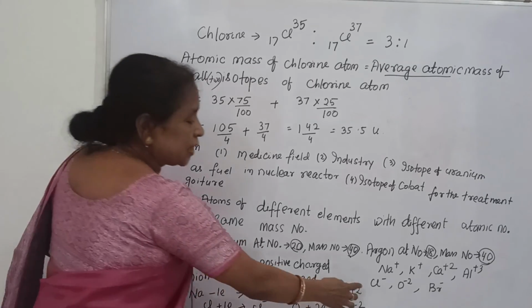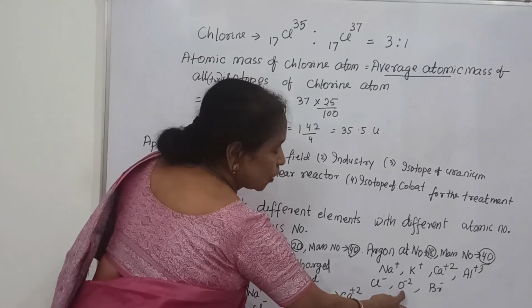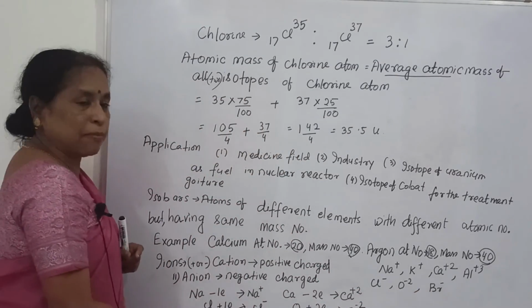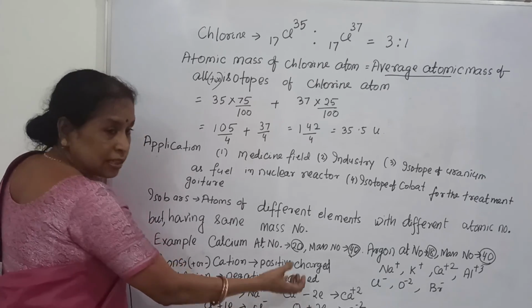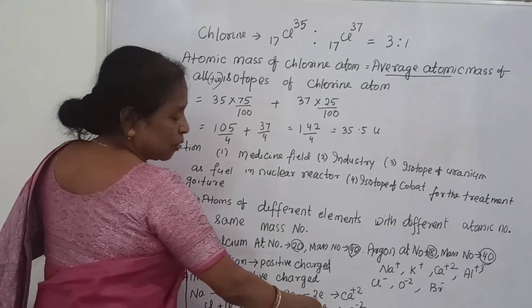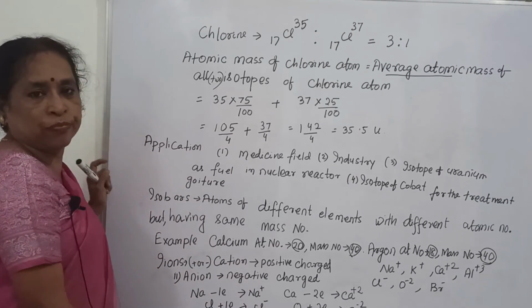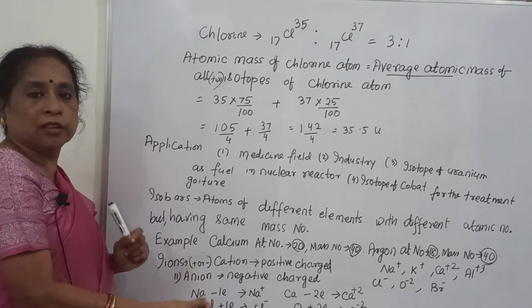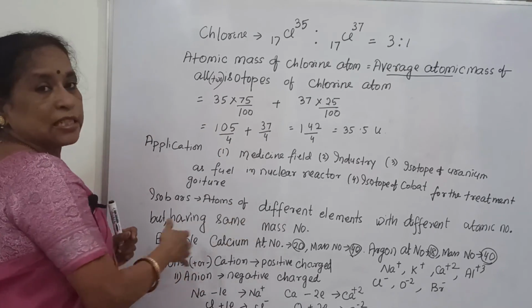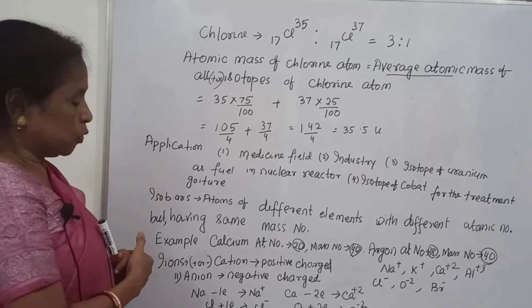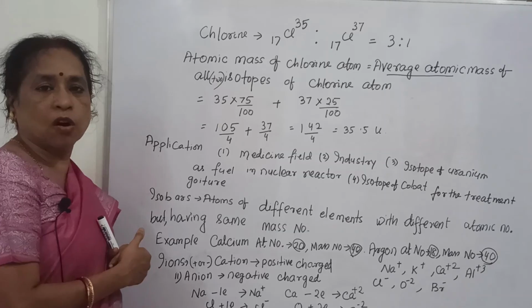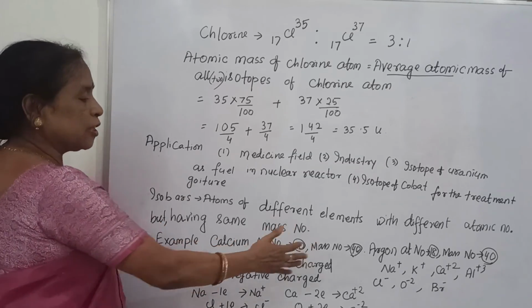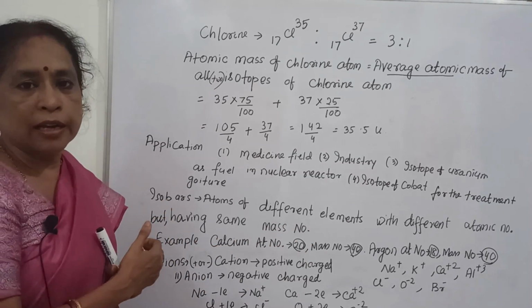See here, Cl minus, O minus 2, Br minus 1. Minus means minus 1. Now if oxygen gains 2 electrons, then what happens here? O minus 2. That means however many electrons it gains, that is the charge of the atom. So minus charge or negative charge is called anion, and positive charge is called cation.